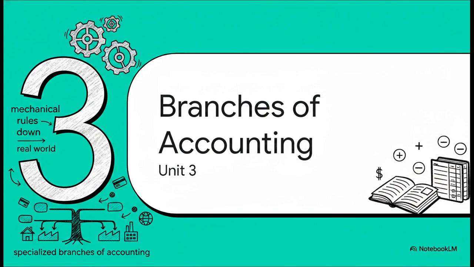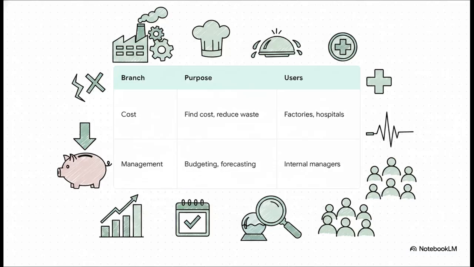Unit 3, branches of accounting. All right, so now that we have the mechanical rules down cold, let's compare 2 of the major branches of accounting. First up, cost accounting. The main purpose here is to record and analyze every single cost involved in making a product or providing a service. You're trying to pin down the actual cost of a product and sniff out any wasteful expenses so you can cut them. You'll see this branch used heavily in places like factories, restaurants, and hospitals.